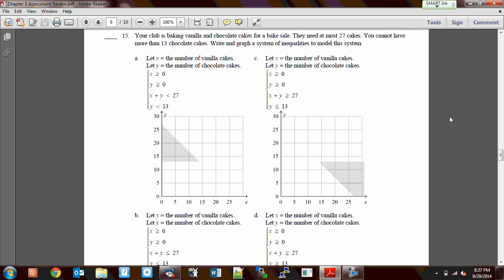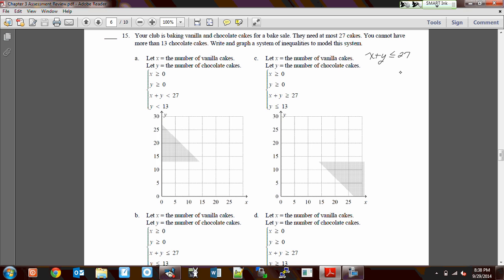Number 15. Your club is baking vanilla and chocolate cakes for a bake sale. They need at most 27 cakes. So let's let X be the number of vanilla and Y be the number of chocolate. So they need at most 27 cakes. So that means that X plus Y is less than or equal to 27, because we want at most, so we don't want more than 27.